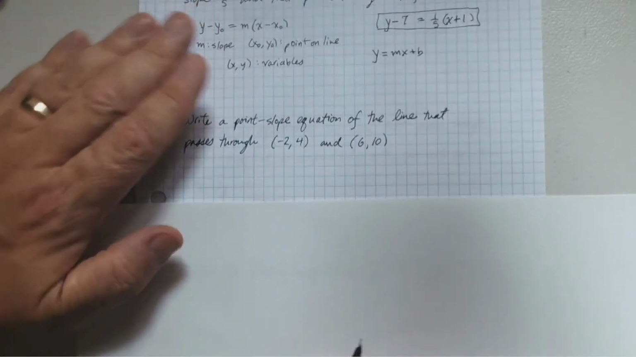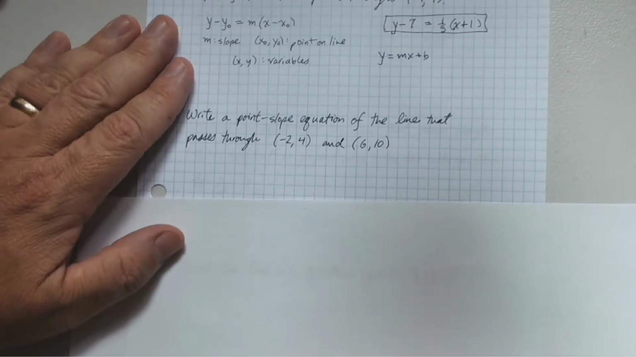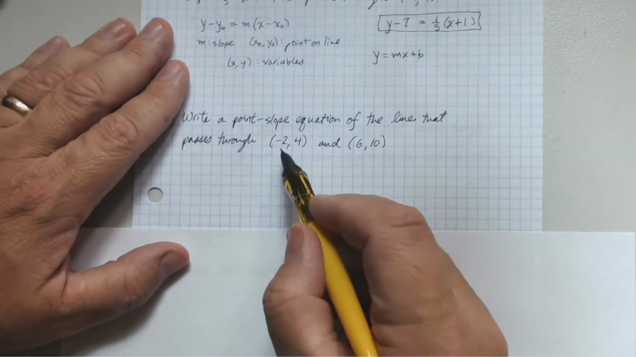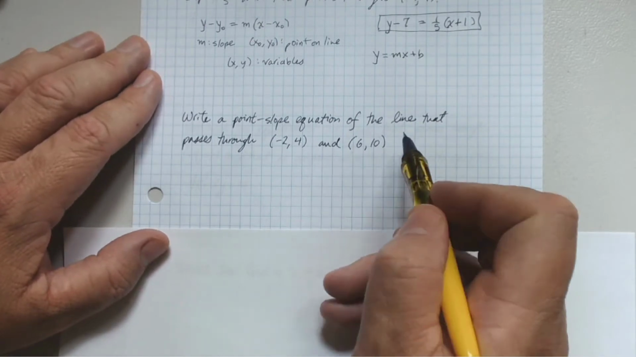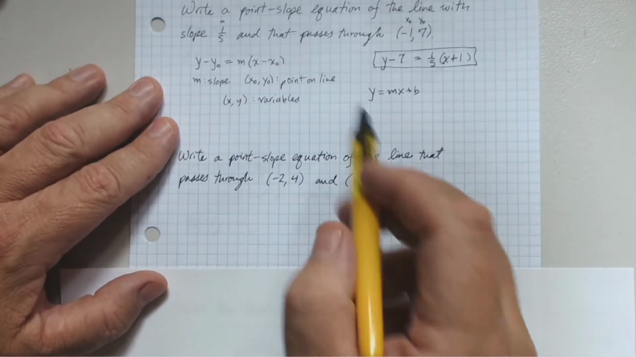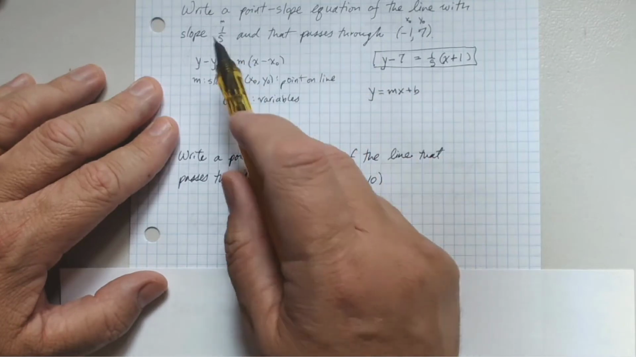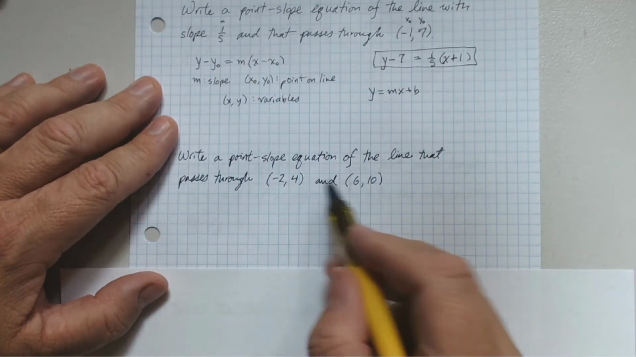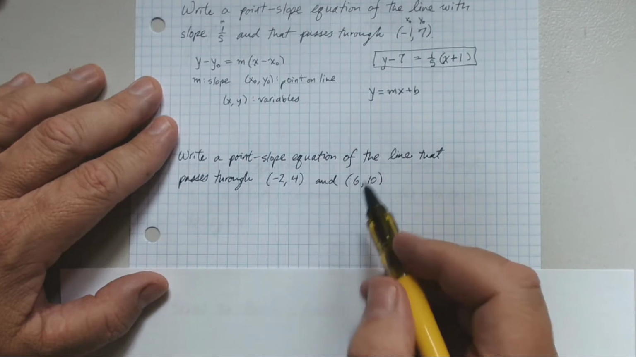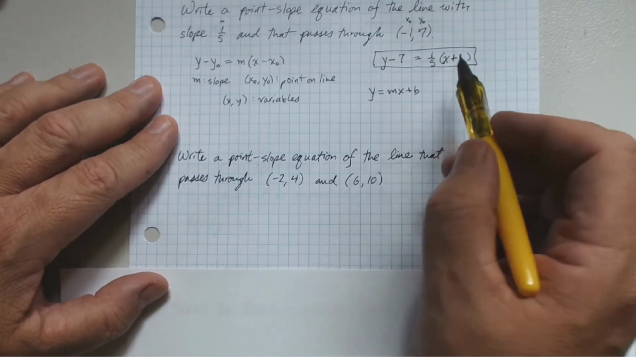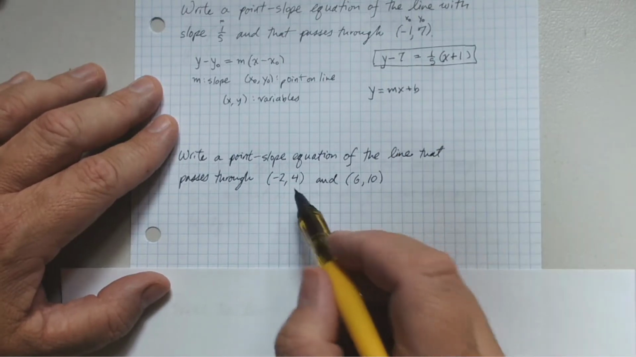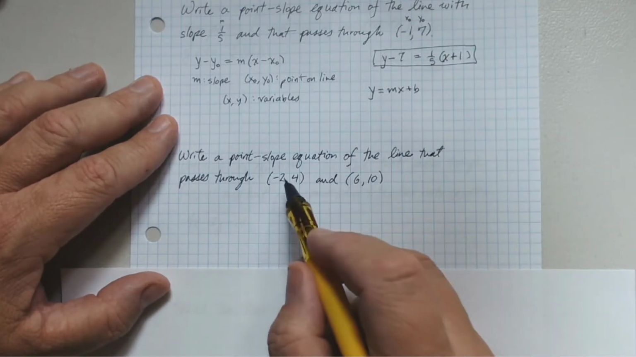I want to keep that one visible though. Write a point-slope equation of the line that passes through -2, 4 and 6, 10. So this is a lot like this previous one. Here I was told the slope and a point. Now I'm not told the slope. I'm instead told 2 points. Now anytime you want to write an equation for a line, in almost any circumstance you're going to want the slope. So my first step here is I'm going to determine the slope.